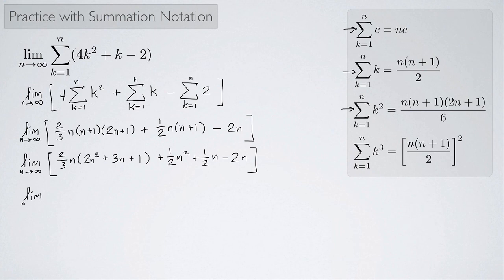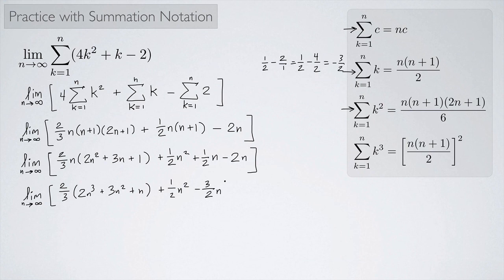I have a limit as n goes to infinity of, and now I can make this 2/3, and now I have this n to distribute here. So it's going to be 2n cubed plus 3n squared plus n plus 1/2 n squared. And then I have 1/2 minus 2. I need a common denominator here of 2. So this is going to be 4 over 2. 1 minus 4, that's -3. So this is -3/2 n.